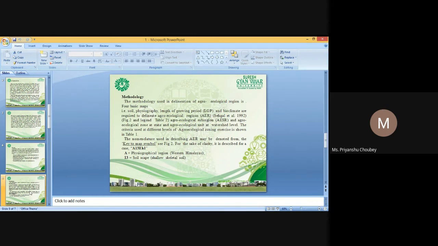So the nomenclature used to describe the AER may be derived from the key of symbols in figure 2. For the sake of clarity, it is described for the case. So A is a physiographical region, Western Himalaya, A13 soil scape, shallow skeletal soil.